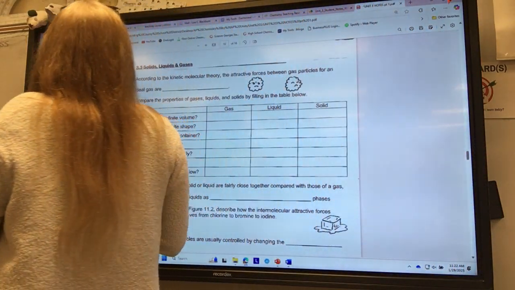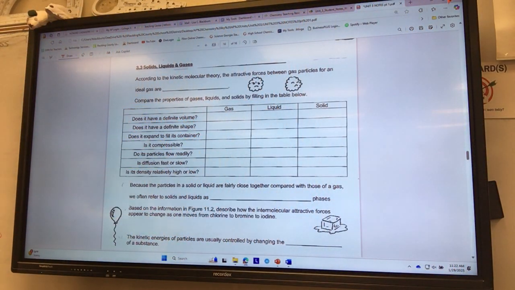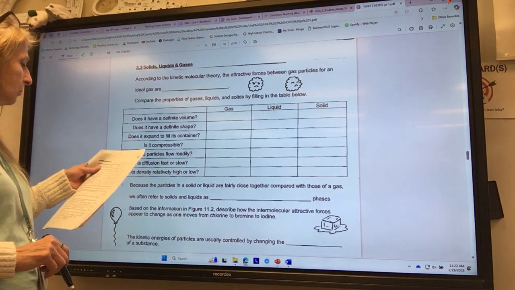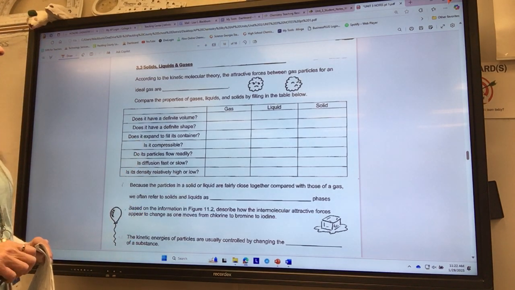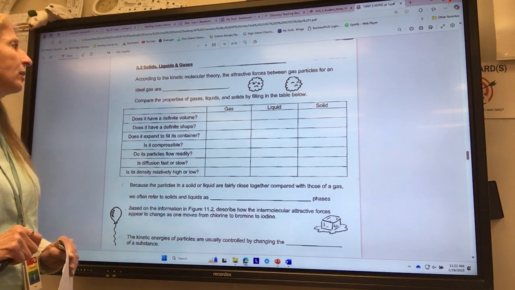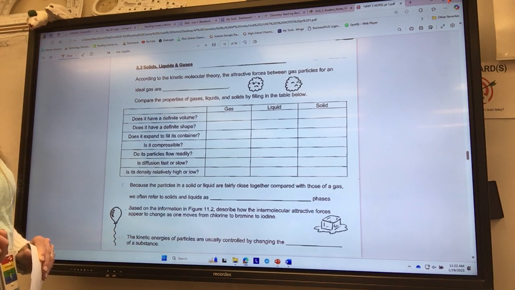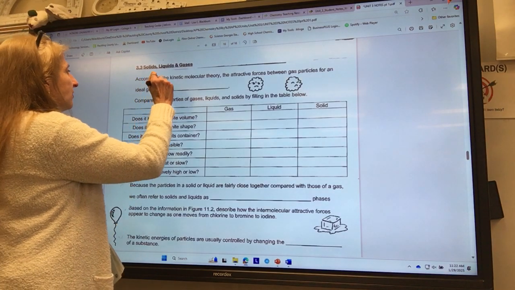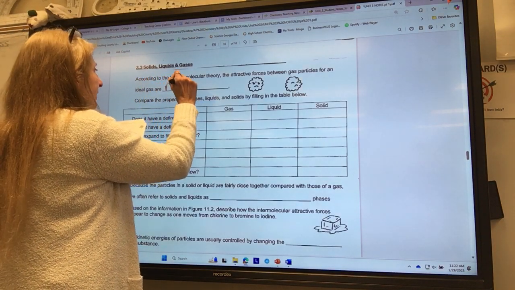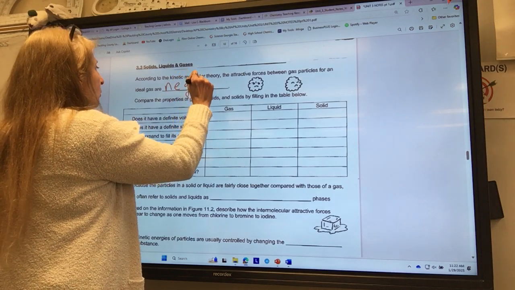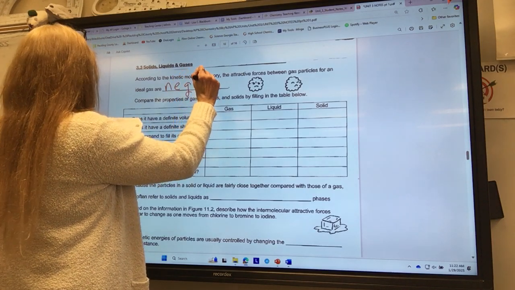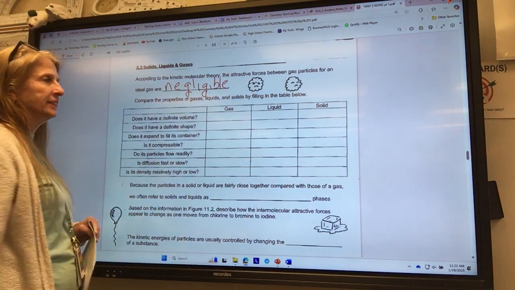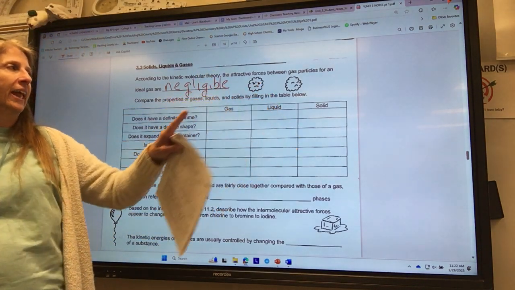All right, 3.3, solids, liquids, and gases. So most of this you learned in 8th grade honors physical science, so we'll go over this quickly. According to the kinetic molecular theory, the attractive forces between gas particles for an ideal gas are negligible. So we're not having any London forces. We're not having any hydrogen bonding. We are just flying around, not attracted to each other. See, our not attracted gases, okay?